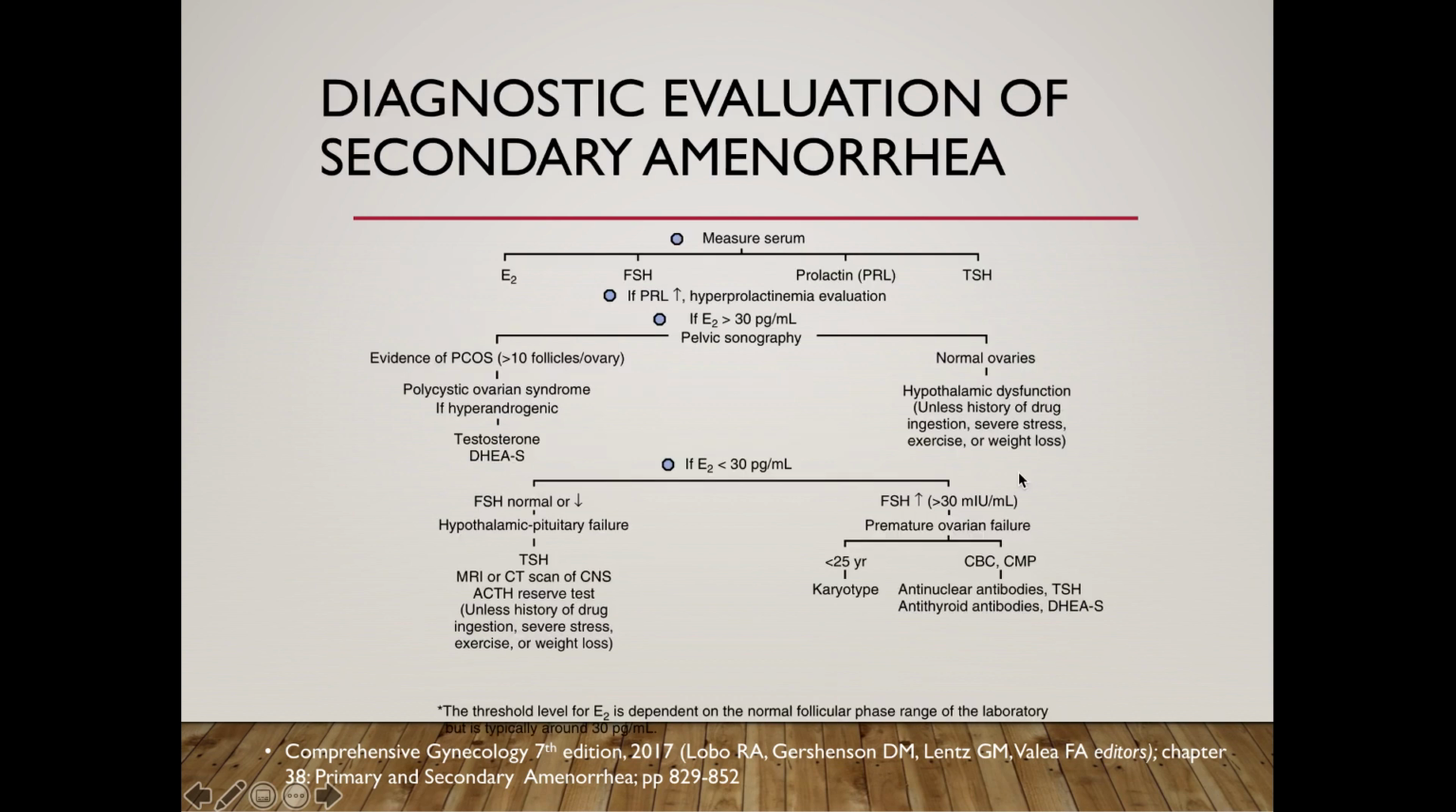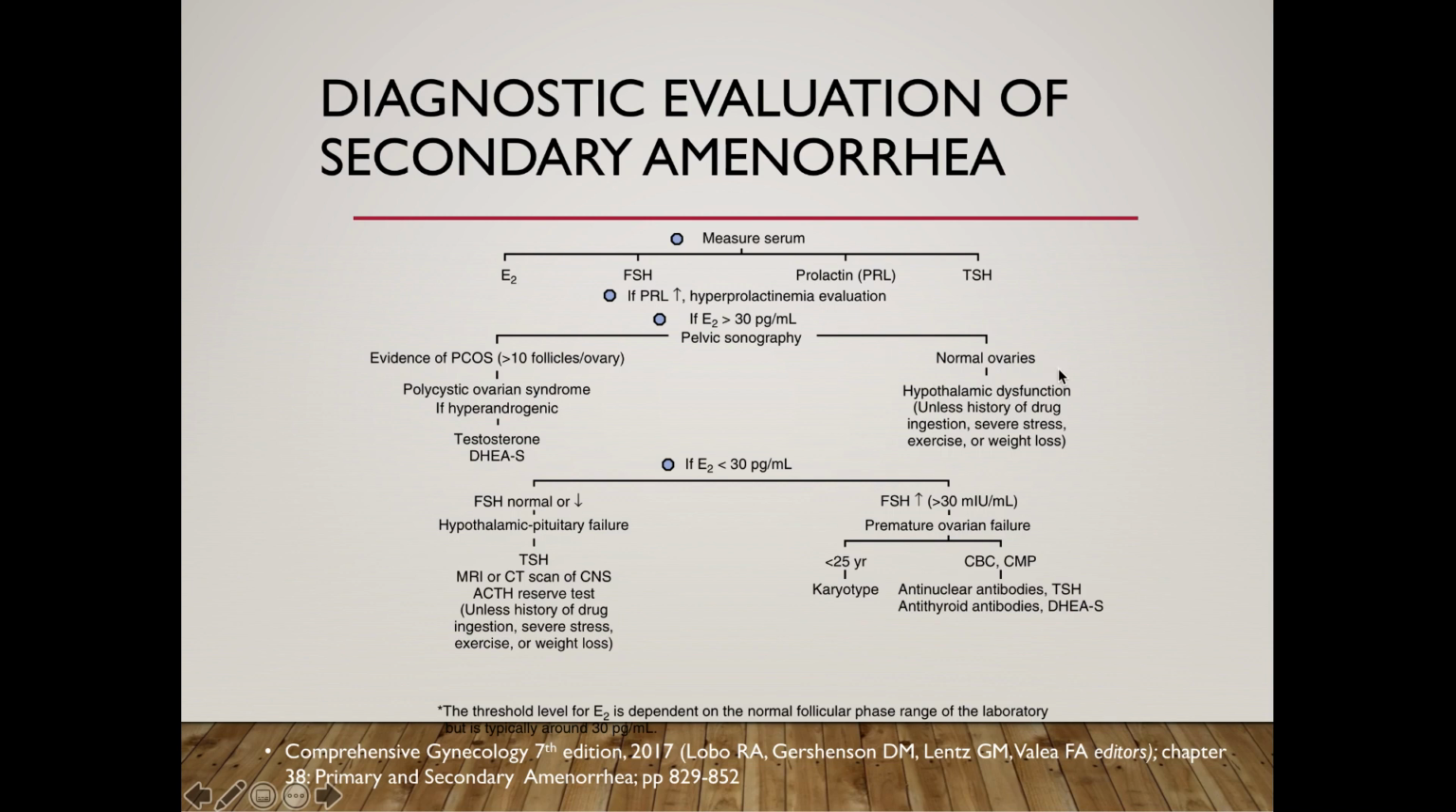Now, this is an algorithm showing to us the diagnostic evaluation of secondary amenorrhea. So basically, like primary amenorrhea, we also request for estradiol levels, FSH, prolactin, and TSH. Now, if prolactin levels are elevated, then you have to manage her hyperprolactinemia. If estradiol levels are greater than 30 picograms per ml, then request for pelvic ultrasound. Then, if there's evidence of PCOS, request for additional labs such as testosterone and DHEAS.